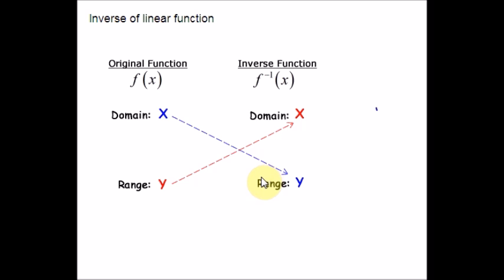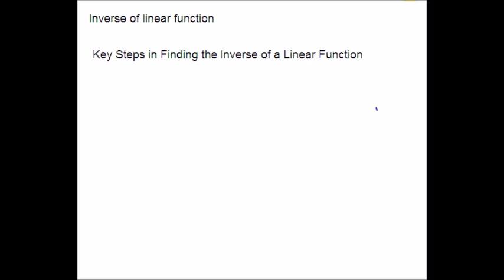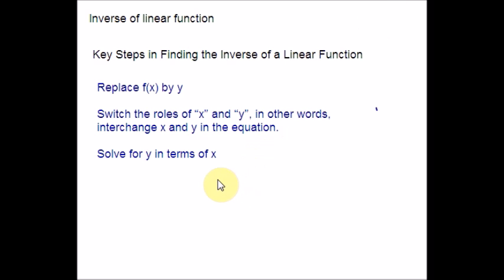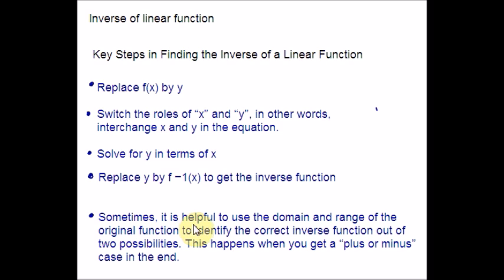We will be discussing the inverse of different types of functions in the following videos. In this video, I am going to show the key steps in finding the inverse of a linear function. First, replace f of x by y and switch the roles of x and y. In other words, interchange x and y in the equation and solve for y in terms of x. Replace y by f inverse of x to get the inverse function. Sometimes it is helpful to use the domain and range of the original function to identify the correct inverse function out of two possibilities. This happens when you get a plus or minus symbol in the function. Please go through the key steps in finding the inverse of a linear function.